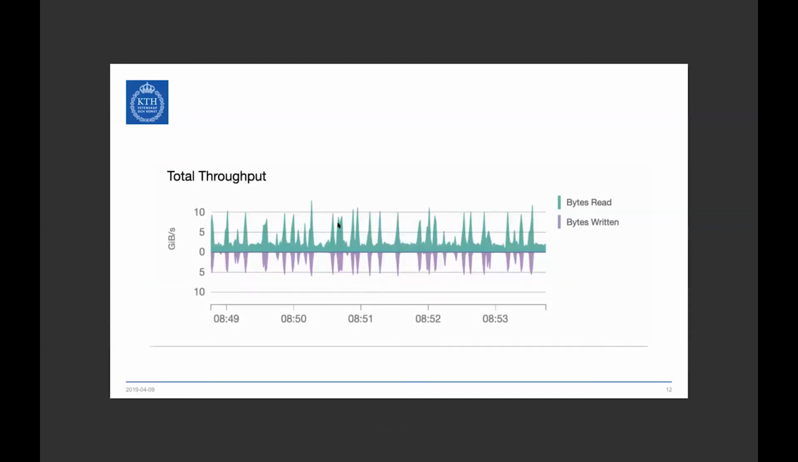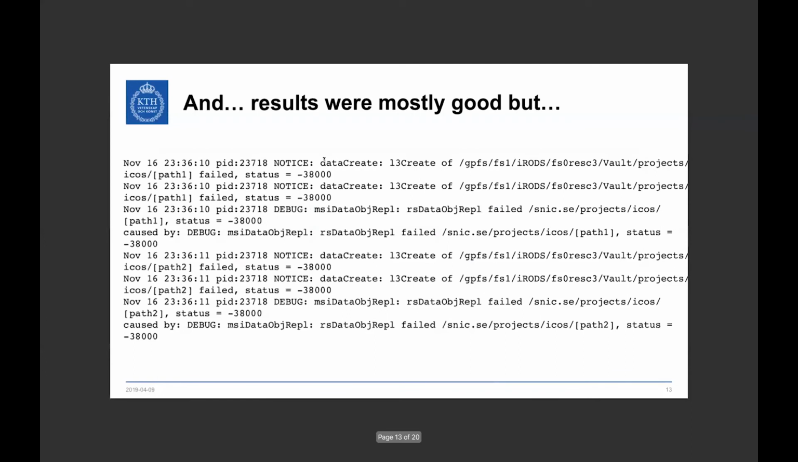And this is another quick screenshot from the IBM monitoring system for the GPFS cluster. This is all iRODS traffic, which was peaking around 10 gigabytes a second. And almost everything went through, but there were 2 mysteriously failed replication jobs, which we were easily able to find from the logs.